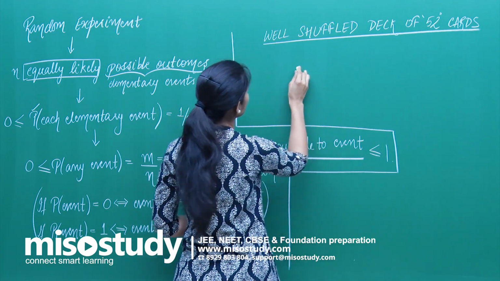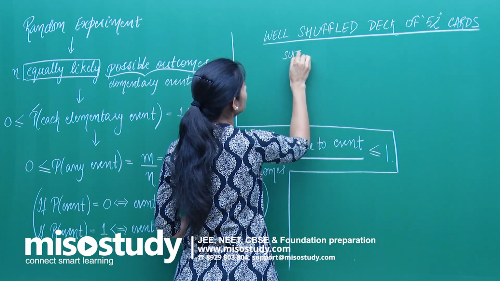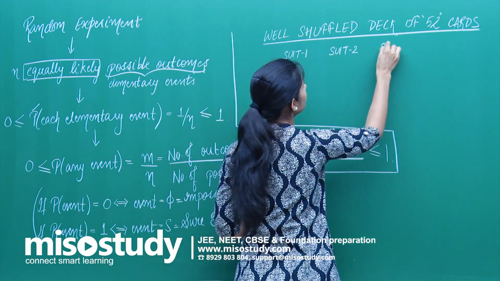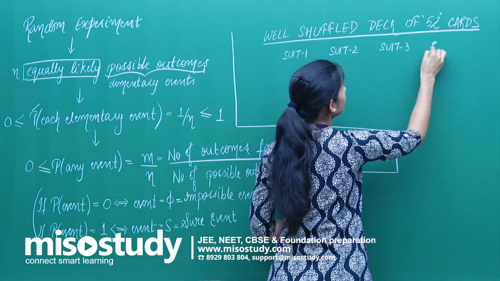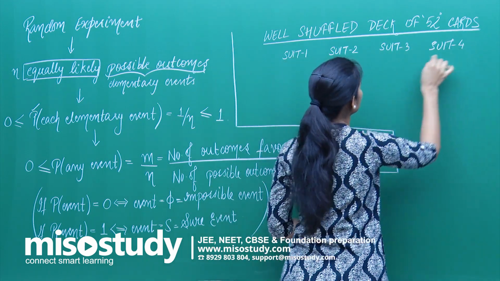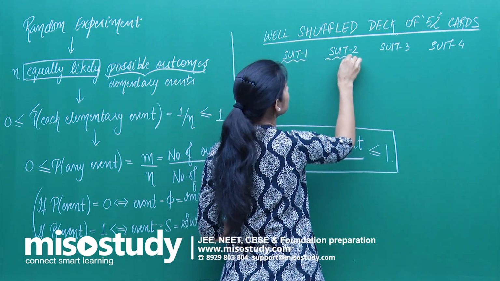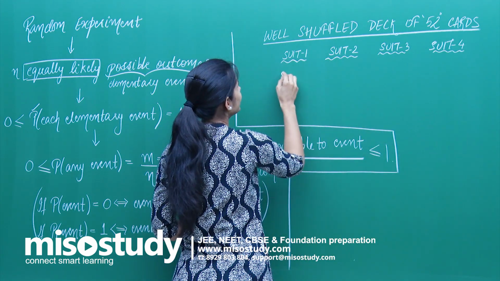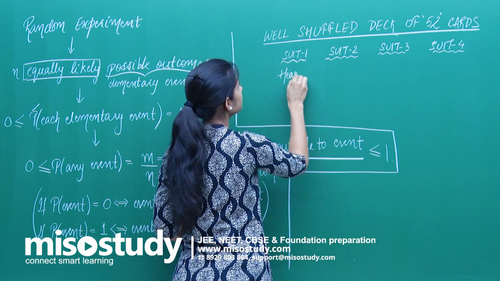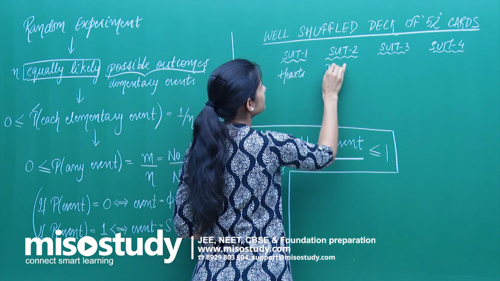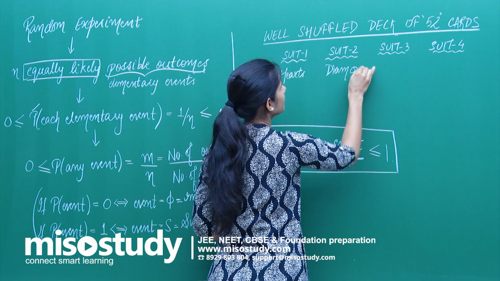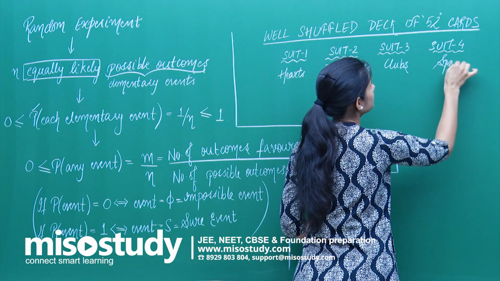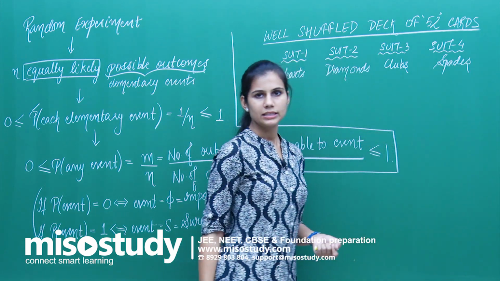First of all, you have to understand that there are 4 suits: suit 1, suit 2, suit 3 and suit 4. So, there are 4 suits in this deck of cards. I can say first is the hearts, then you have the diamonds, then you have the clubs, and then you have the spades. These are your 4 suits.